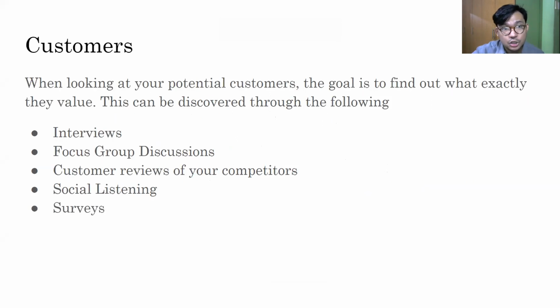All right. So next is your customers. When looking at your potential customers, the goal really here is to find out what they value. So what do they value in this specific product? They value great packaging. They value quality. They value price. They value social proof or reviews from other people. So there are a number of different ways in which you can discover what your customers value. Here, just to name a few.